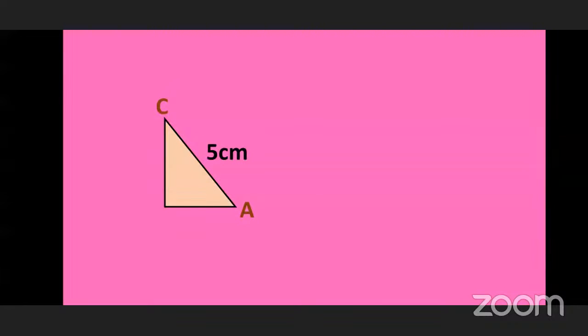Can you tell me what is segment AC? Is it a base or a hypotenuse? Hypotenuse. Yes. Why is it a hypotenuse, children? Because AC is the longest side. Yes, it is correct. And what is the other reason because of which we are telling that AC is hypotenuse?